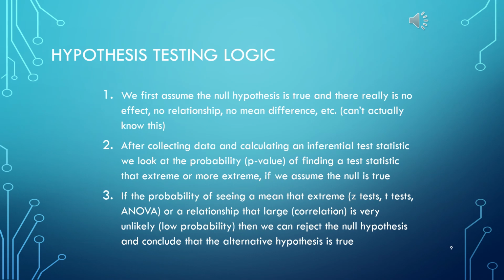Because if the probability is really small, like it's not likely at all that we would see people read this fast if the intervention actually didn't have any effect, then we can usually reject the null hypothesis and conclude that our alternative hypothesis is correct.